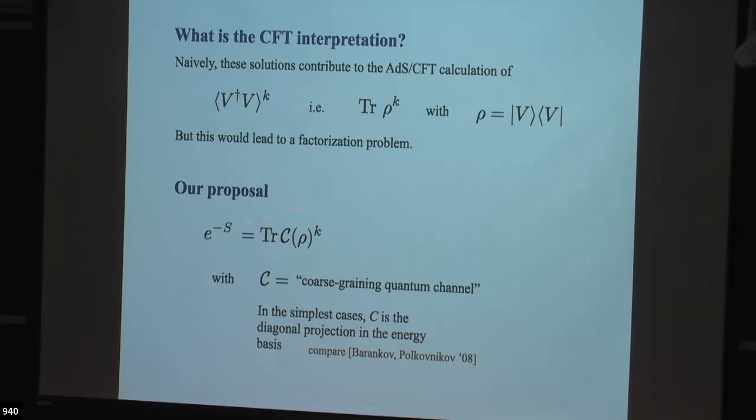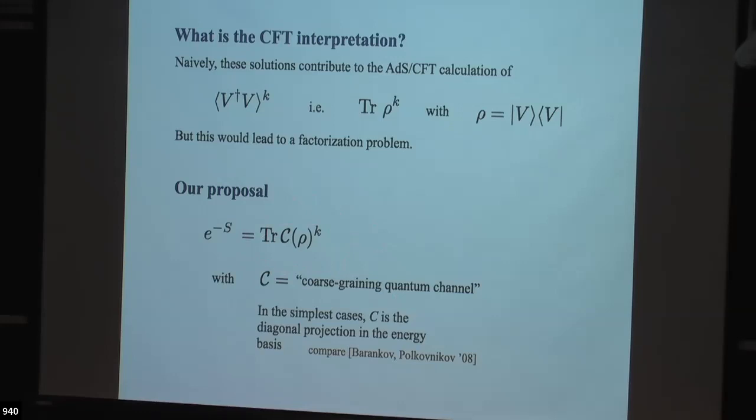We calculated this coarse graining map in the simplest cases and found that for some of these wormholes it is really just a projection onto the diagonal in the energy basis. More generally, it's some complicated map that needs to be found using the bulk. It's hard to find, but the proposal is general.